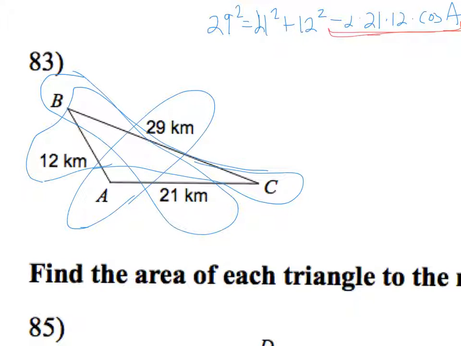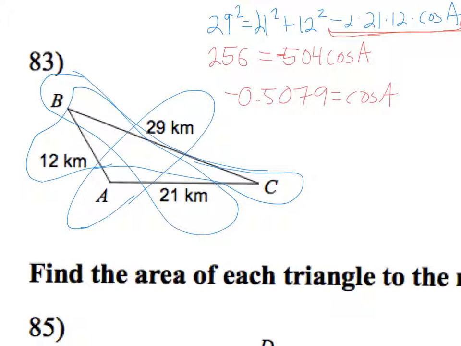And that's going to be 256. And that's equal to, we've got 2 times 21 times 12, so 504 cosine of A, and that should be negative 504. I'm going to divide. So 256 divided by 504 is going to be negative 0.5079. And again, to get that angle, we're going to use inverse cosine of negative 0.5079.